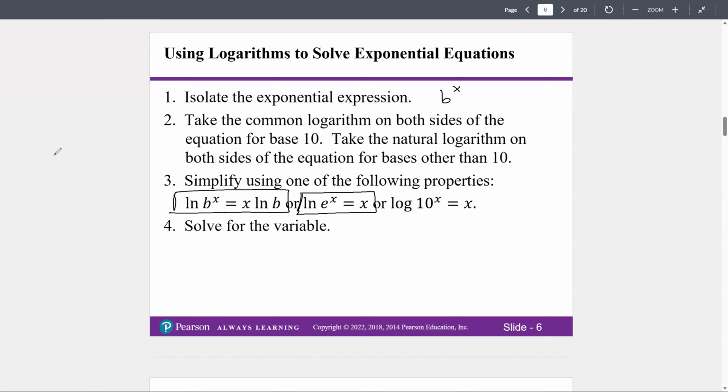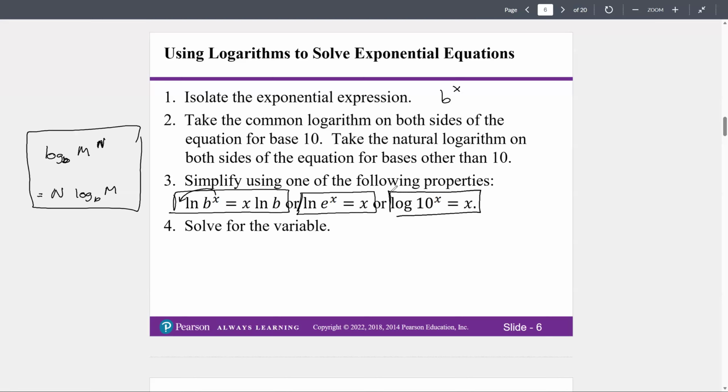So remember, we had this rule that said log base b of m to the n could be written as n log base b of m. So that's all this part is doing, is saying that we're just trying to get this x out. So we're using this property that we learned about powers and logarithms to help us get our x out of the exponent. Or we might have a situation where we have log base 10 of 10 to the x, which is going to give us x, and we're going to solve for the variable.